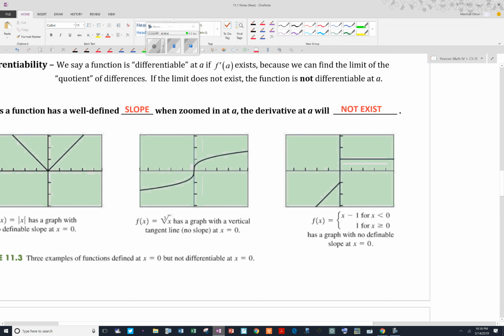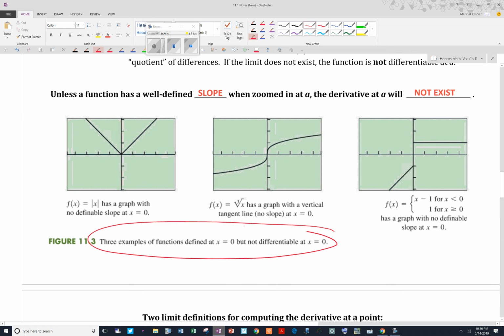So all 3 of these functions are not differentiable at x equals 0. They're defined at x equals 0. They all have a defined value at x equals 0. This one is 0. This one is 0. And this one would be 1, because it says for x equals 0, y equals 1. So they're all defined at 0, they're just not differentiable at 0.